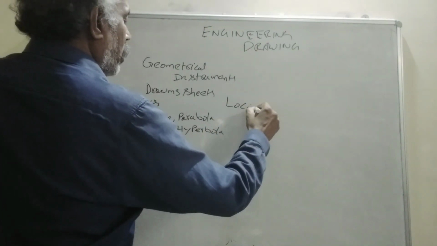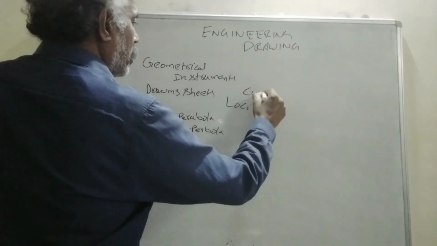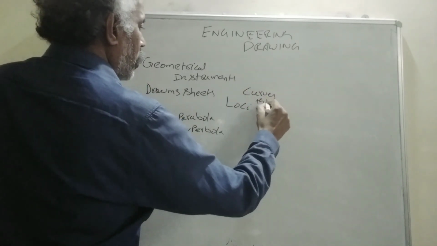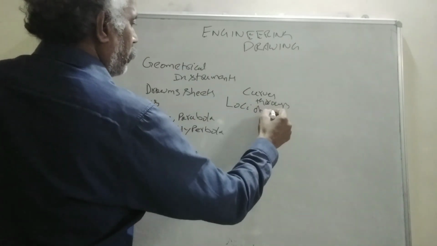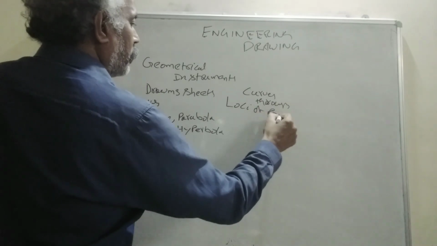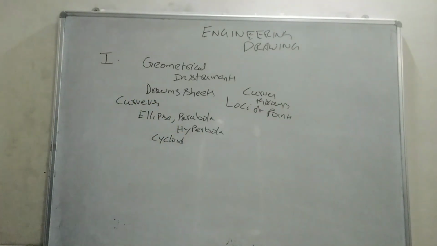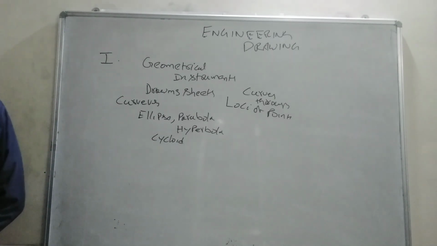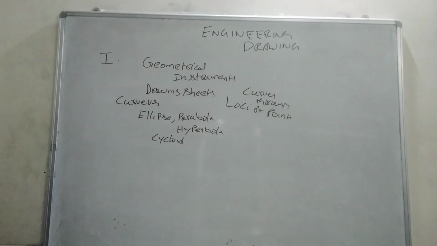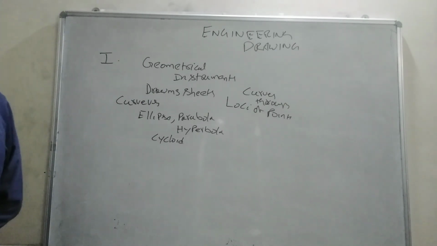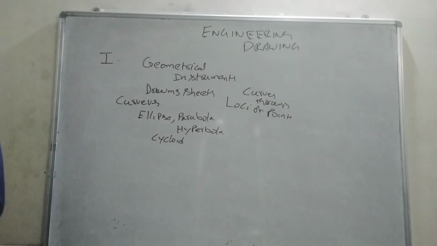Loci of points. Like in a slider crank mechanism, there is some point on the crank, and this point will be tracing an elliptical curve. And in a four-bar mechanism, there is some point on the connecting rod, and it will trace some curve that will be generated.